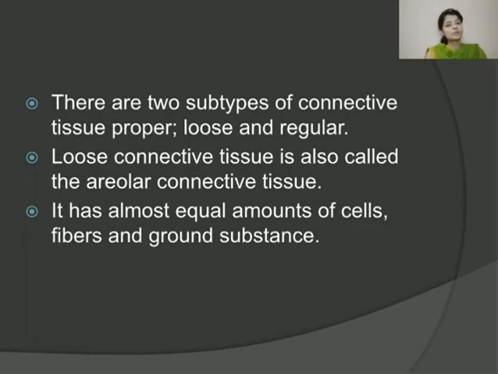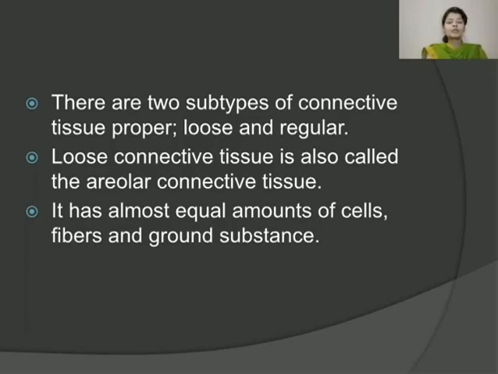As I told you in my previous slide, there are two subdivisions of connective tissue proper, one being loose connective tissue and the second being regular or dense connective tissue, right? We'll first study the loose connective tissue. Loose connective tissue is also termed areolar connective tissue, and it has an equal amount of cells, fibers, and ground substance. So each of the components is almost equal in loose connective tissue.